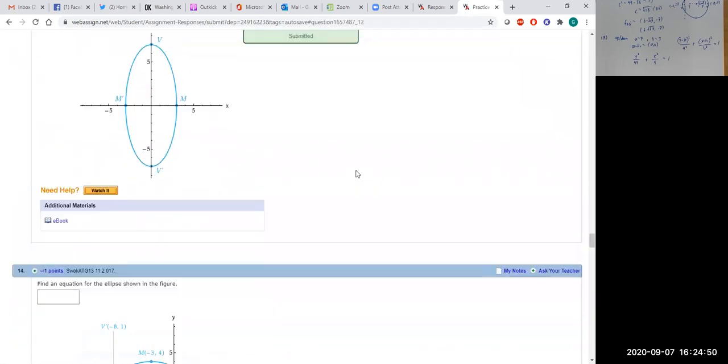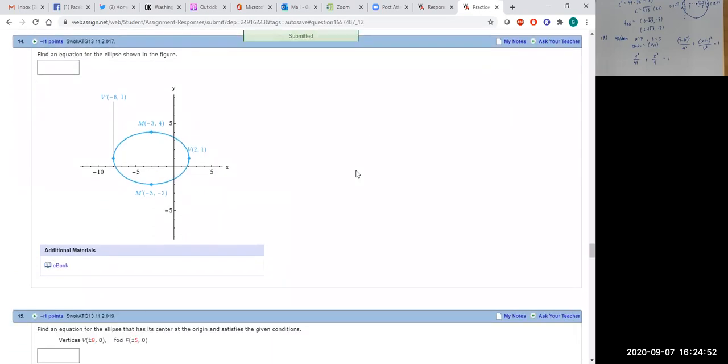All right, that's nice. All right, here's another one. Number 14, so let's write down what we can pick up from the graph, and we'll go and figure out what the equation is. So once again, this one looks like it's a left or a right ellipse.